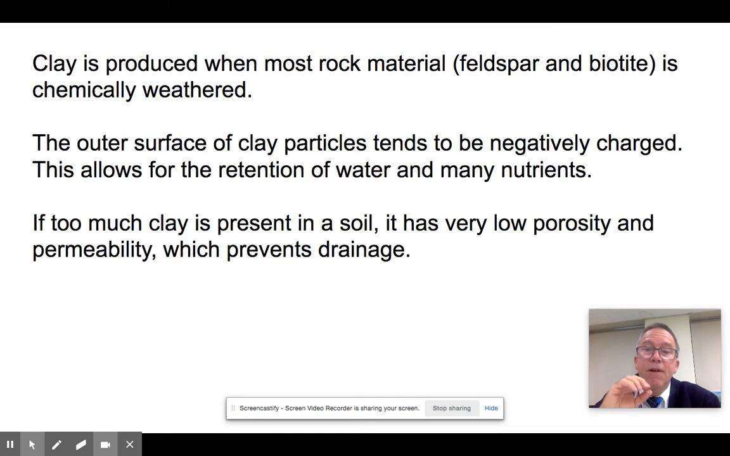Now, the thing is, though, if you have too much clay present, because it's so small, it really does dramatically limit the porosity and permeability, and it really prevents water from draining. So the trick is to have just the right amount of all three of these things: sand, silt, and clay. You get the right amount, you got magic. You got the wrong amount, you got a problem.